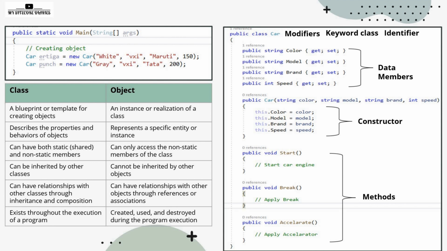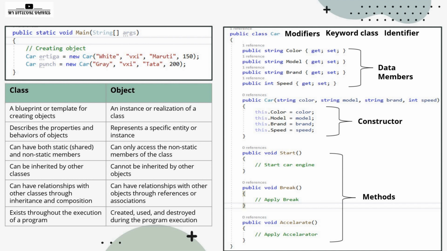The class can have both static and non-static members. We will see in detail when we go to access modifiers what is static and what is non-static. But remember, a class can be static and non-static. An object can only access the non-static members of a class.